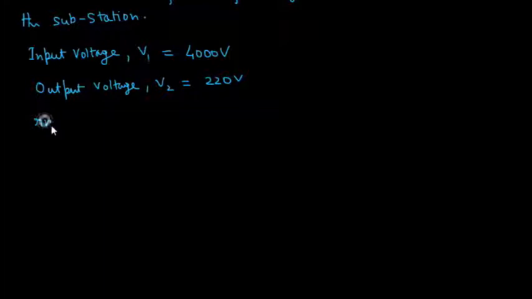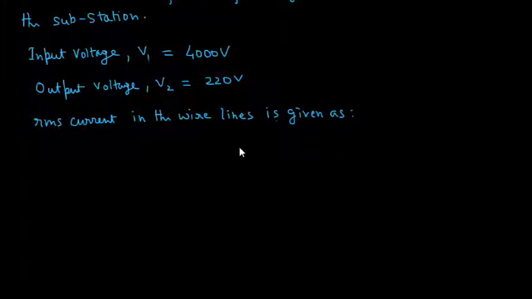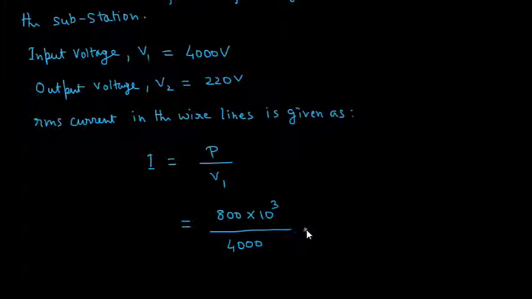RMS current in the wire lines is given as I is equal to P upon V1, which is equal to 800 multiplied by 10 to the power 3 upon 4000, is equal to 200 ampere.